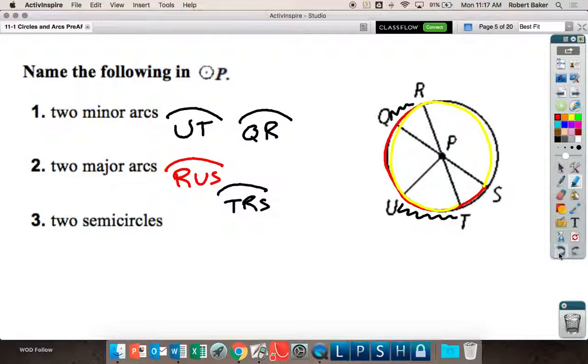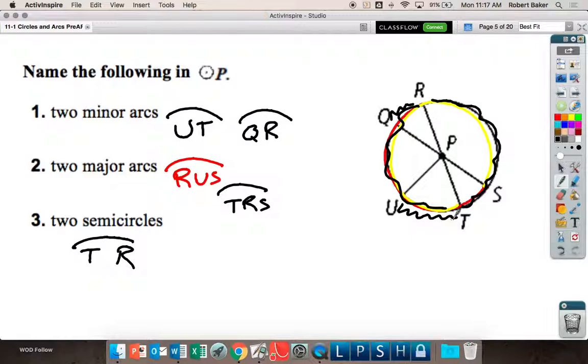Okay, TR. No. Wait. No, you said it. Stop. Pause. Teachable moment. Coaching point. Arc TR. Is that this arc, or is that this arc? It's technically both. So you need to specify which one you're talking about.